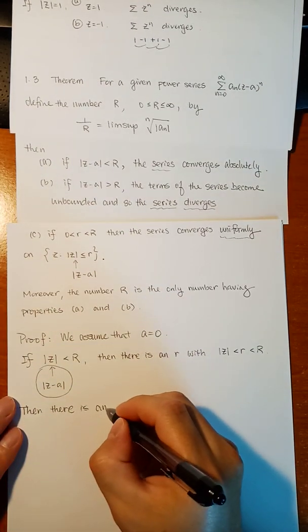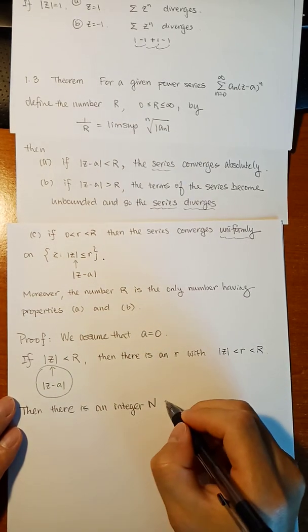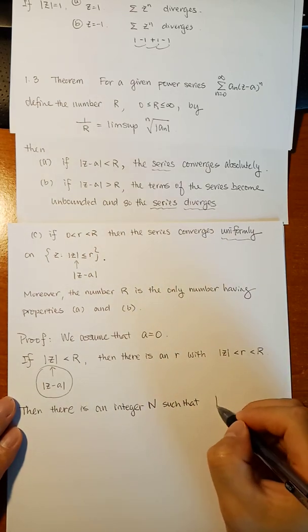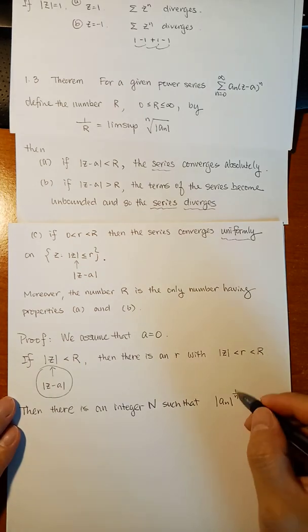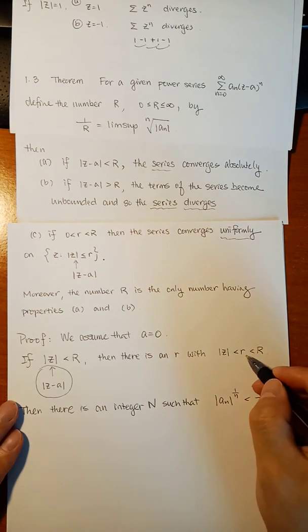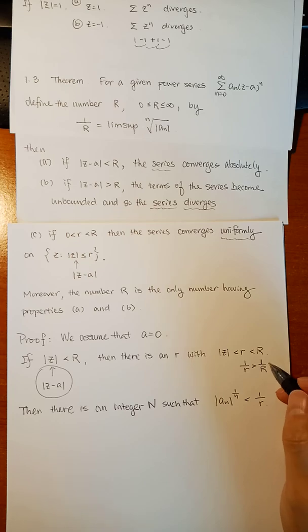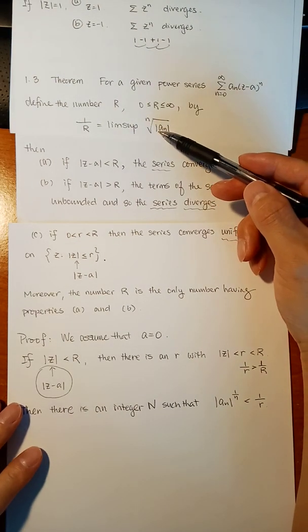an integer capital N such that the absolute value of A sub n to the power n over 1 over n is going to be less than 1 over r. Little r is less than capital R, so 1 over r is greater than 1 over capital R. It's greater than 1 over capital R. And this is the lim sup.